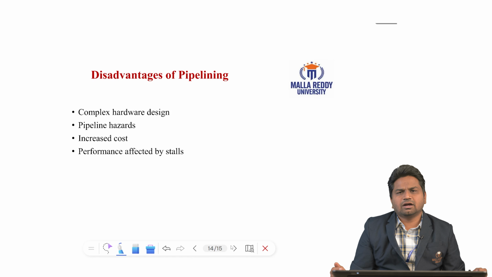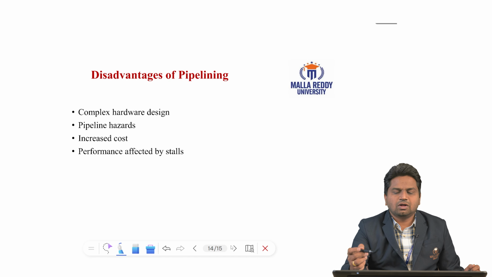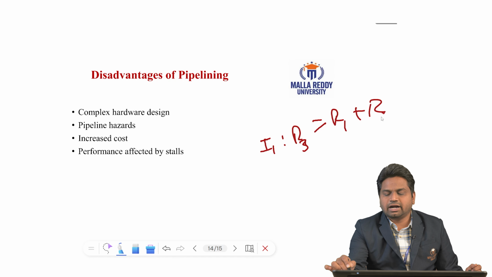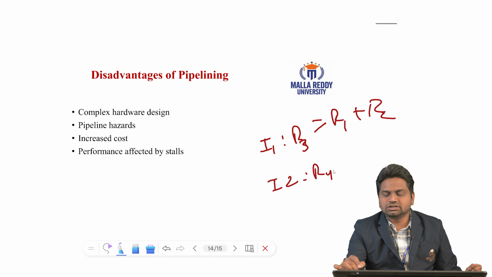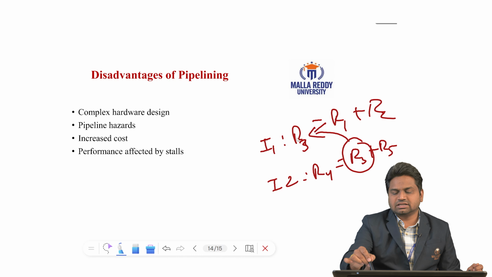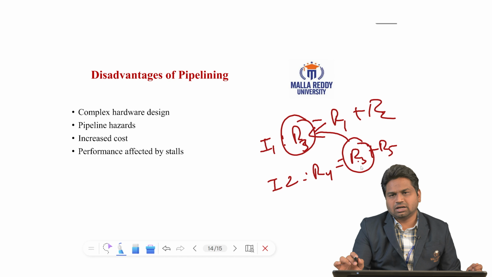For making this pipelining, we can face complexity at the hardware level. While designing the hardware, we can face problems, and hazards also. Why hazards? Instruction 1 is R3 equal to R1 plus R2, and instruction 2 is R4 equal to R3 plus R5. For example, this R3 depends on instruction 1. Only once instruction 1's execution result is available can instruction 2 be executed.